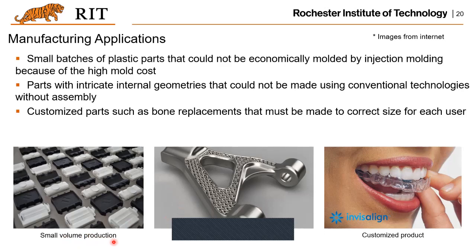And if you're looking at some complex geometry like the one shown here, only additive can produce them in many cases. And if you are looking at some customized product like this Invisalign teeth aligner, additive is a good fit as well for producing such a product.